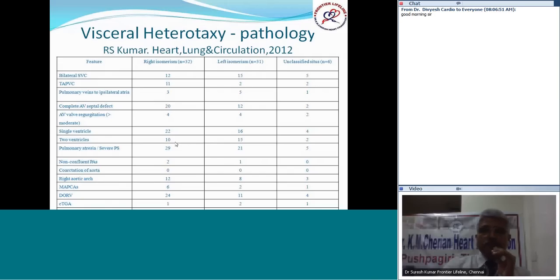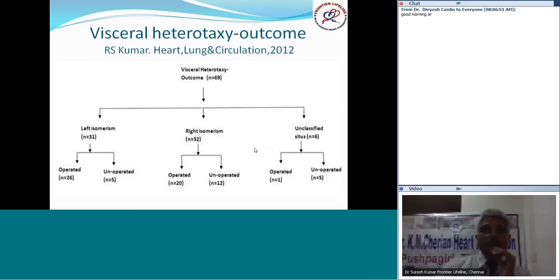This shows the distribution of the various abnormalities. And the outcome, as we see in India, is illustrated here. If you are looking at left isomerism, out of 31 cases, 26 were operated and 5 were unoperated because of the complexity of the lesion. And in right isomerism, on the other hand, 12 were unoperated and 20 were operated.